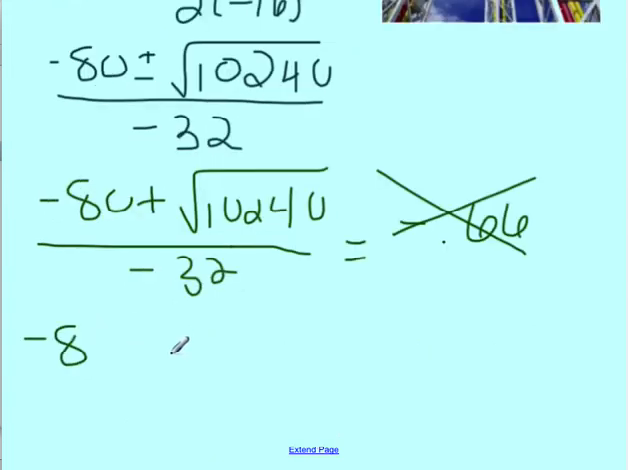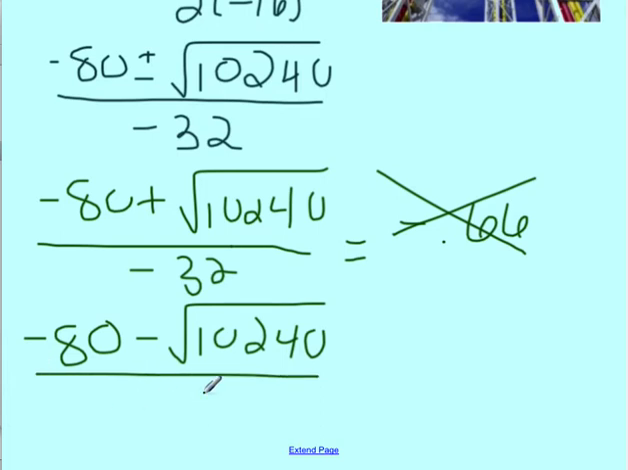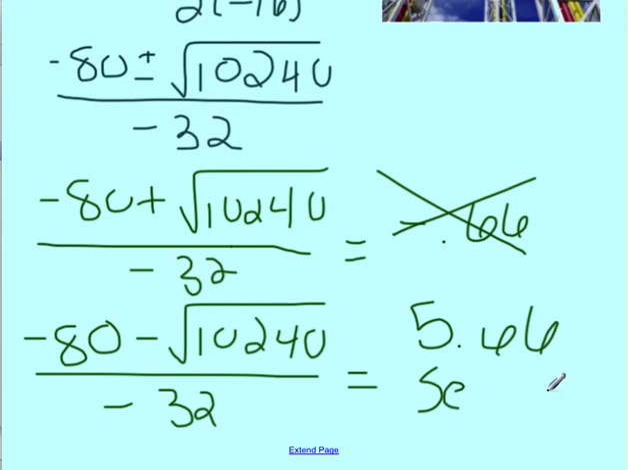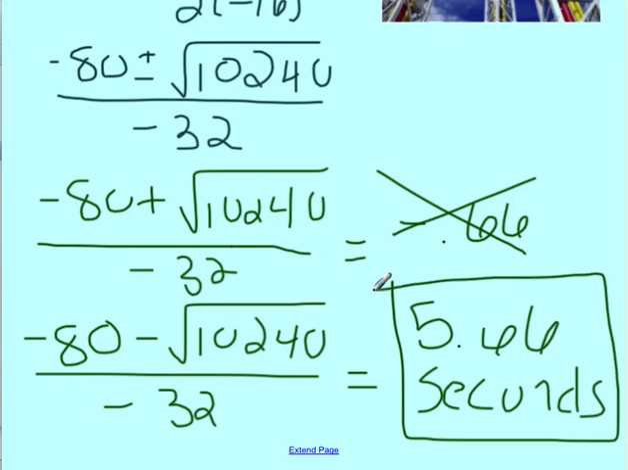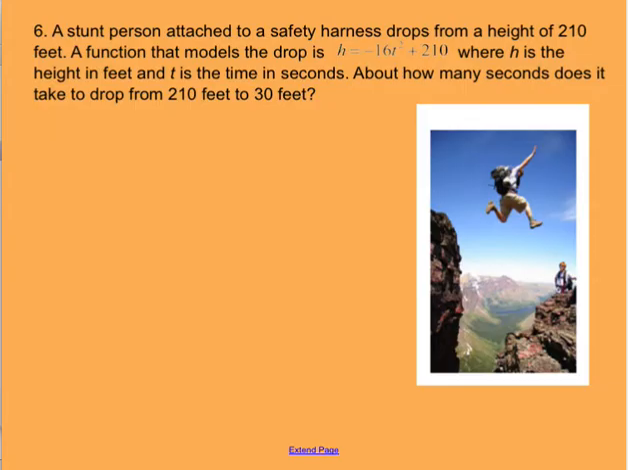Let's hope my next answer has something more for me. So I'm going to do negative 80 minus the square root of 10240. Hit enter, and then divided by negative 32. And when I do that, I end up with 5.66. So that makes a lot more sense. We don't want negative time. Only positive time makes sense. So I'm going to label this seconds. So I get 5.66 seconds. Okay? All right.